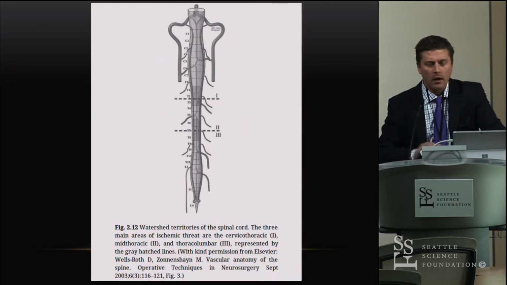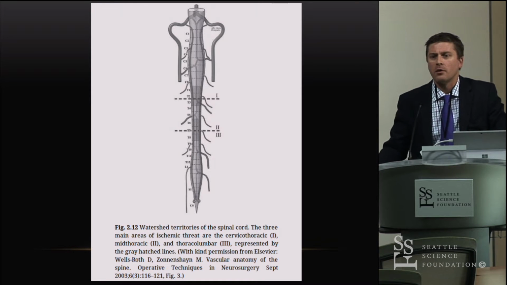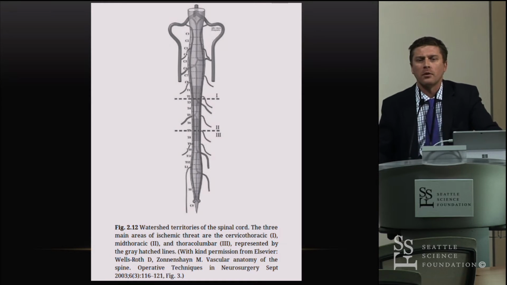Sorry, go back. In terms of the watershed areas of the spinal cord, this is really important for long spinal surgeries where the blood loss is a lot. So it's the cervicothoracic junction, the mid-thoracic area, and the thoracolumbar junction. And so particularly after long deformity surgeries, a lot of blood loss, drop in blood pressure, and so forth, these are the areas where you're going to get your spinal cord infarctions.